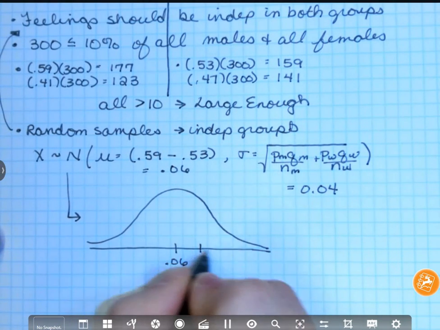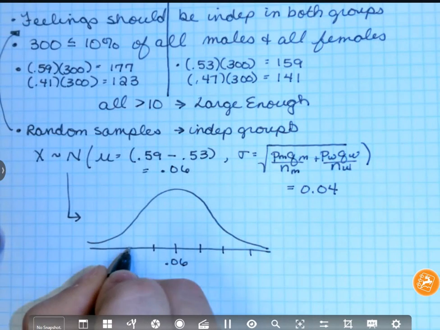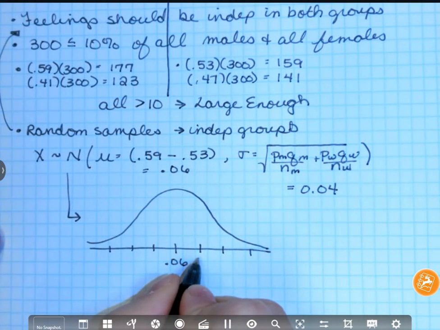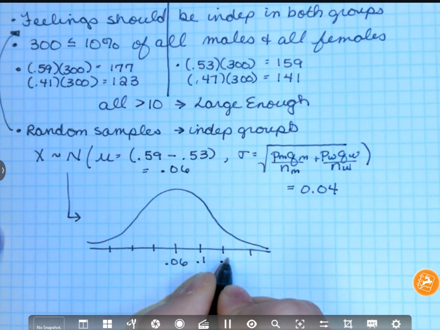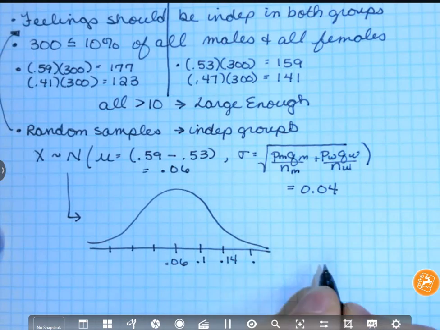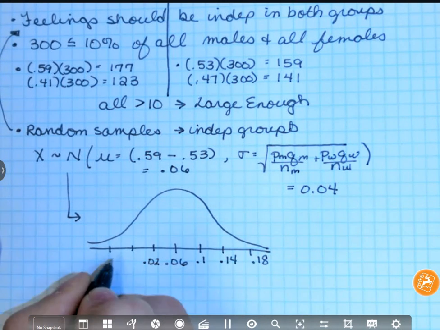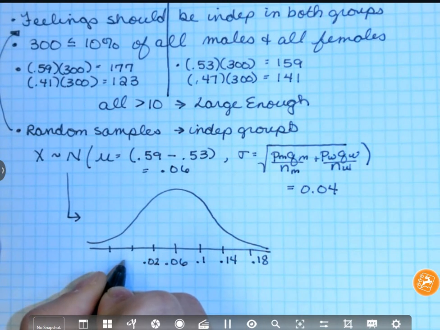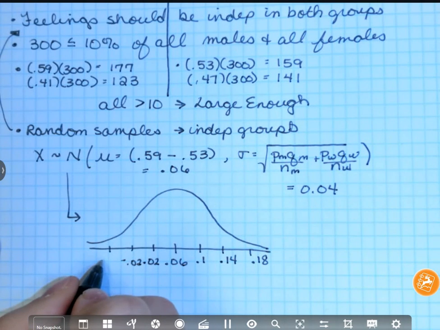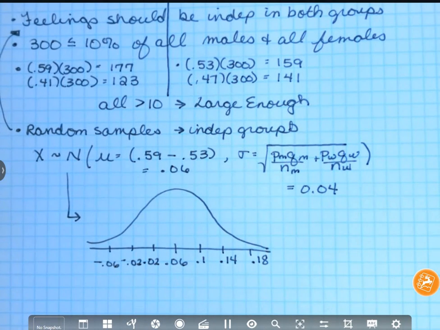0.06. 1, 2, 3, 1, 2, 3. What would this be? 0.1, 0.14, 0.18. What would this be? 0.02. What would this be? Negative 0.02. And what would this be? Could you have a difference be negative?